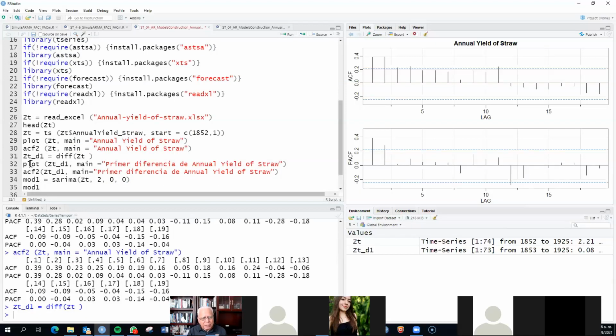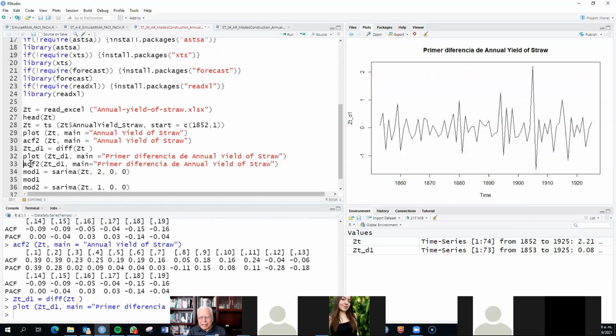And if I plot the series now, I see that now it's stationary. It fluctuates around a constant level. I have some spikes here that seem to be too large, but let's ignore this for the moment. This could be due to some phenomena that occurred in those years. I don't know. But let's look at the autocorrelation function of the first difference of the series.